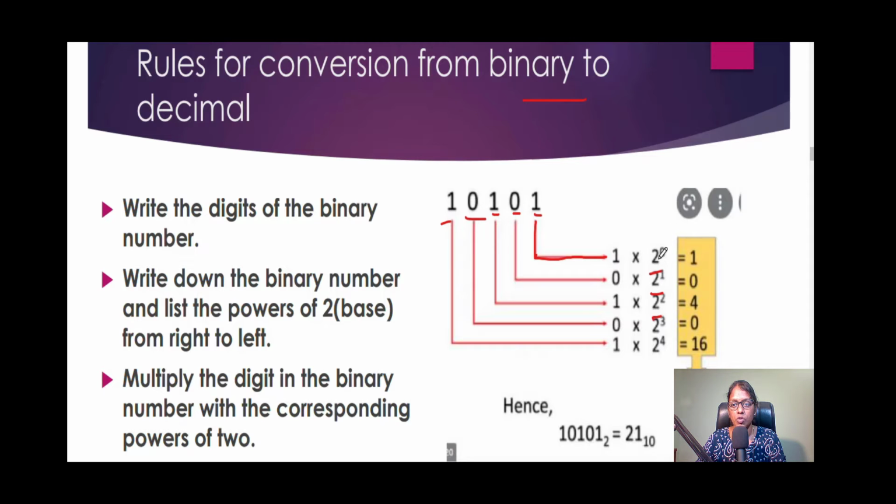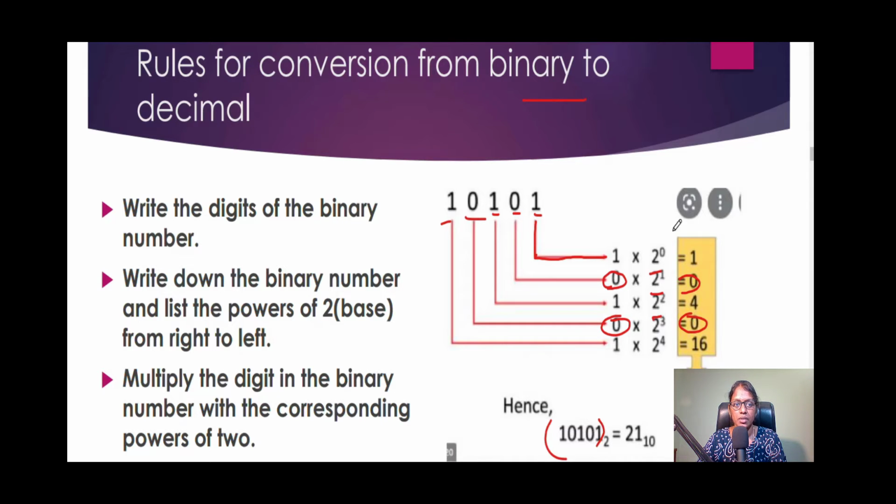Now 2 to the power of 0 is 1, so 1 into 1 is 1. 0 into any number is 0, so whenever you see 0, you can make it 0 here; no need to calculate anything else. 2 2s are 4, and 4 into 1 is 4. 2 to the power of 4 is 16, so write down 16 here. 16 plus 4 is 20, 20 plus 1 is 21. That's it. So the equivalent decimal value for the binary number 10101 is 21.